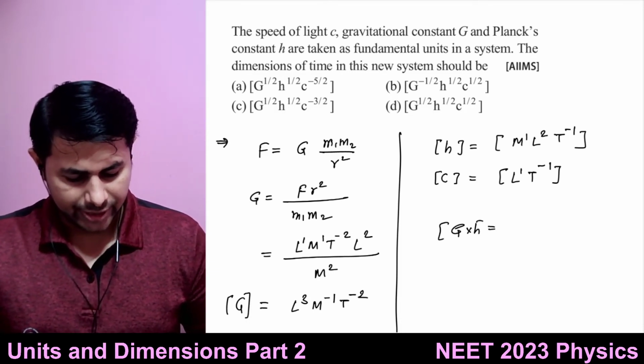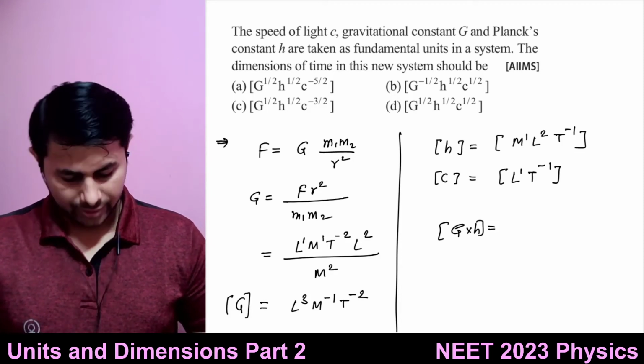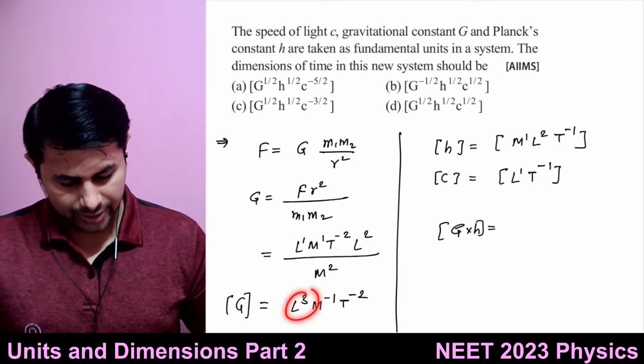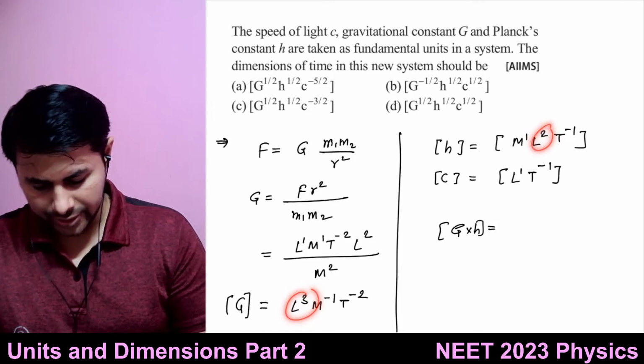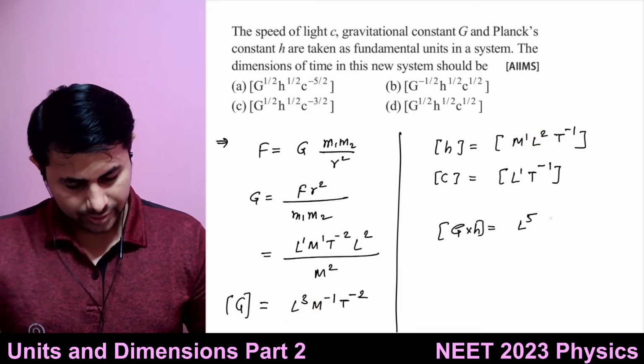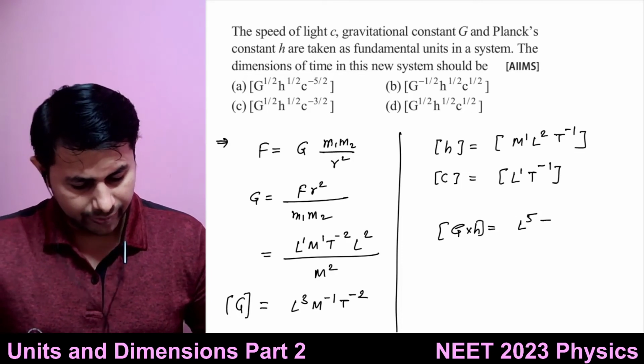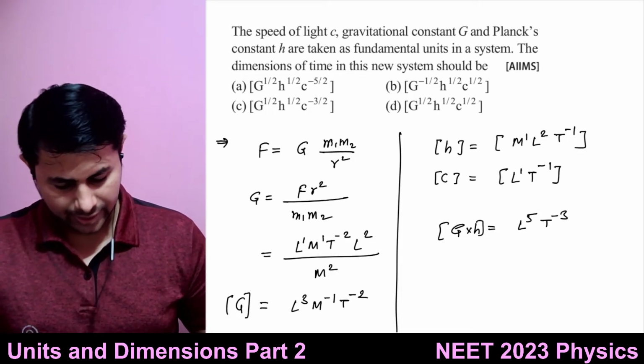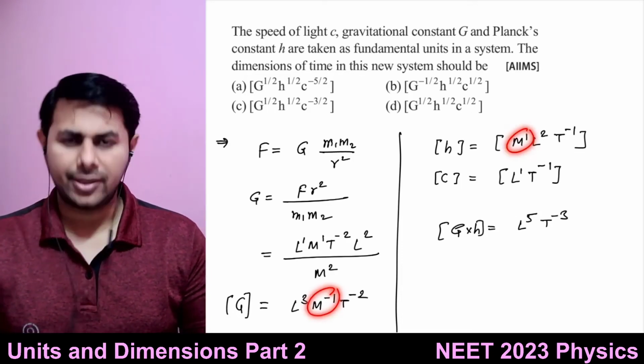What are their dimensions? See, we have L raised to 3 and here L raised to 2, so it is L raised to 5, T power minus 3. I wanted to cancel out M, that's why I multiplied them.